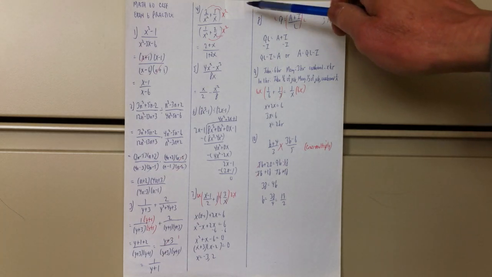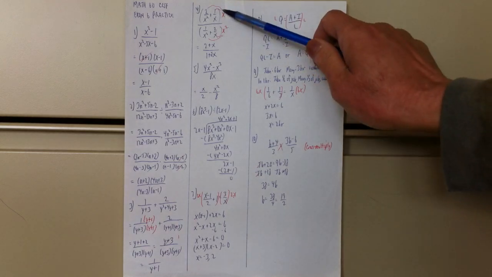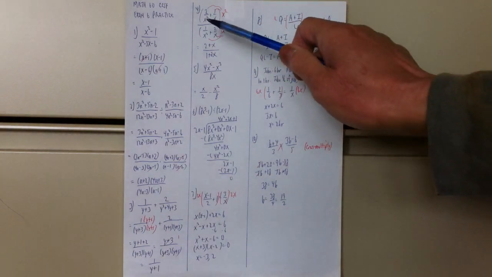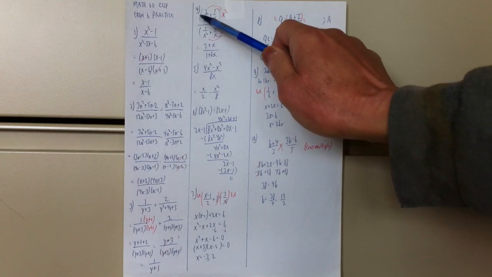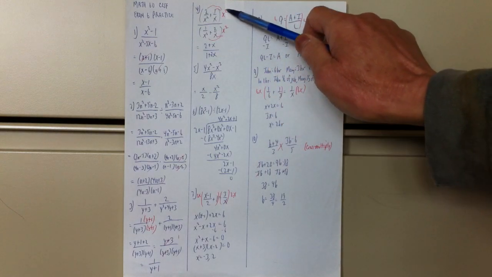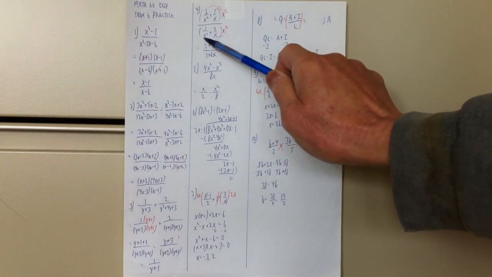Number 4, back up here, this complex fraction, the way to make it nicer is to multiply the numerator and denominator by the common denominator of x squared and x and another x squared and x. So I multiplied the numerator and denominator by x squared here in red, which will knock out that, and that.